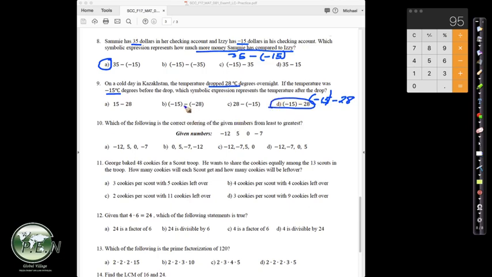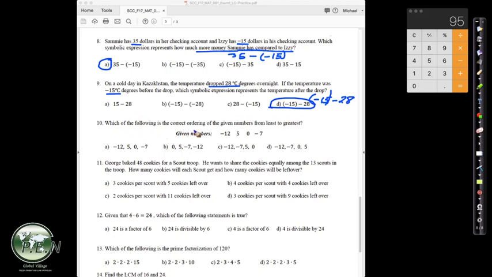Now, B is wrong because you're subtracting a negative, which would actually make a positive. You'd be adding, and you'd be over the amount. A is wrong because it didn't start at negative 15. It's showing it's starting out positive 15. Okay, and C has it in the wrong order.